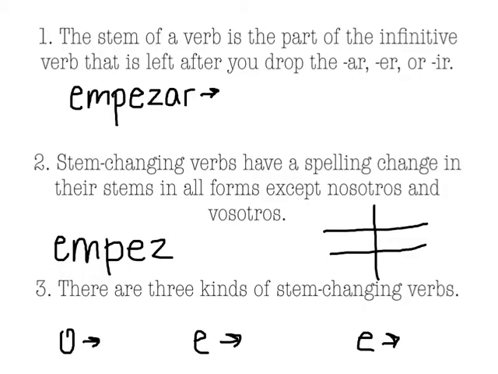Alright, so we have 3 basic rules or reminders here with stem changing verbs. I'd like for you to please include these 3 things in your notes, and then we're going to do a couple of examples together. So point number 1, going back to the basics here. The stem of a verb is the part of the infinitive verb that is left after you drop the AR, ER, or IR. So this is how we're always going to find the stem of a verb. Remember that a verb will always end in AR, ER, or IR. And we're going to find the stem by chopping that off.